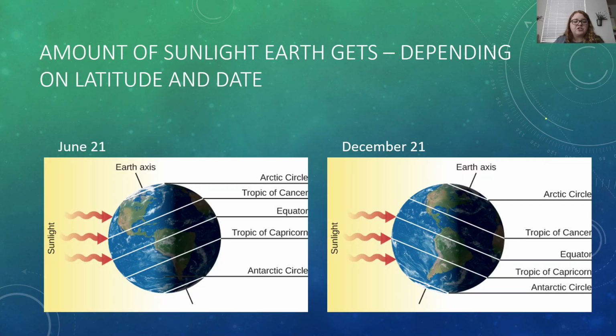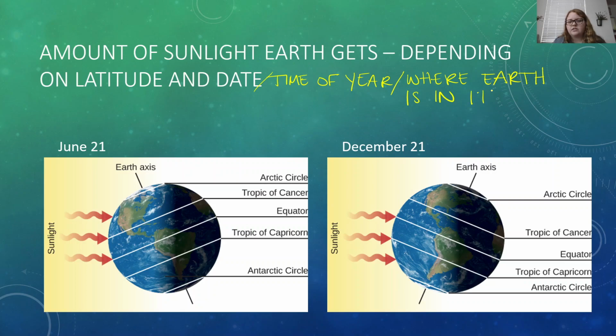So this is another depiction of this, depending on your latitude and time of year, where we are in our orbit. I should say, time of year where Earth is in its orbit. Okay, so we're going to again look at the extremes. So this is summer and winter.